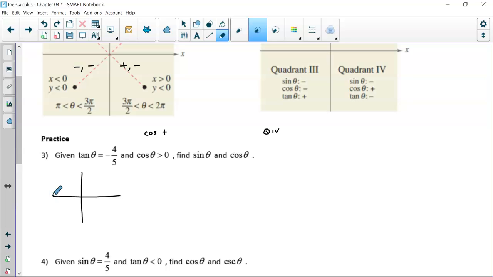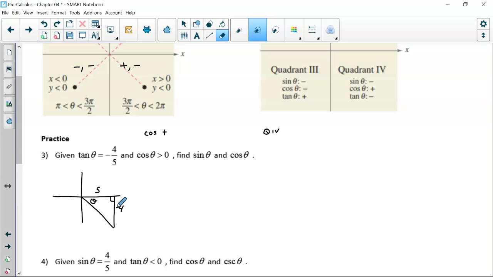Here's my coordinate plane. So I know my triangle is in here in quadrant 4. Here's my theta. Tangent is opposite over adjacent. Opposite is 4, adjacent is 5. Now, it's negative, and we have to think about which side would be negative. In quadrant 4, the x is positive and the y is negative. So the 4 down here, that's the negative.